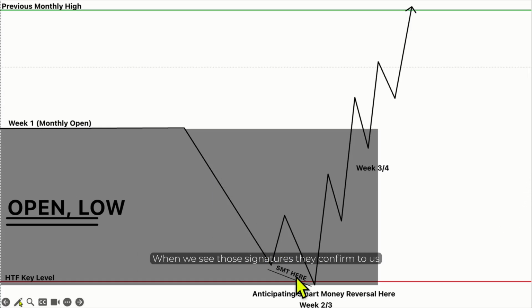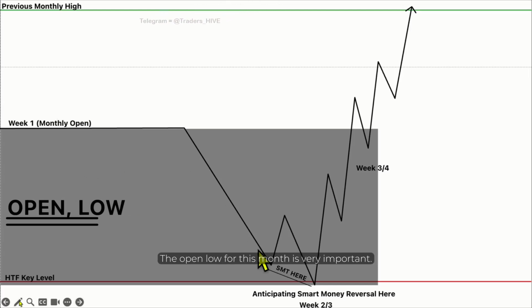When we see those signatures, they confirm to us that we are likely going to reverse and begin to draw towards buy side liquidity next. The run lower is required before we can continue higher. In order for us to go higher, we must first draw lower. And that is a key takeaway which I want you to write down.